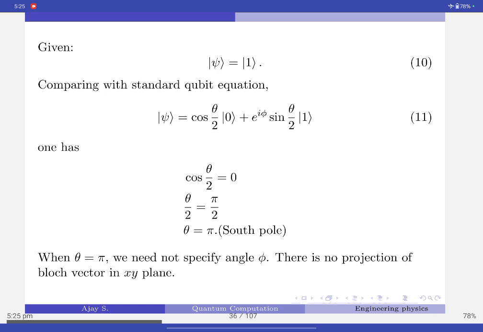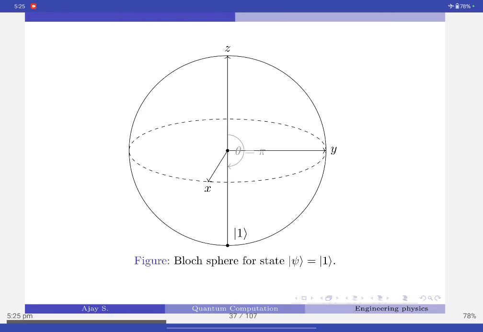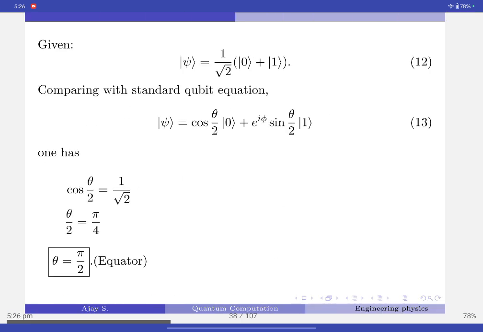Again, when theta is equal to pi, there is no projection of the vector in the xy plane, so phi need not be specified. So here is ket 1. At the south pole of the Bloch sphere, you can see theta is equal to pi, which is indicated in the diagram. Next, we consider the superposition of 0 and 1.